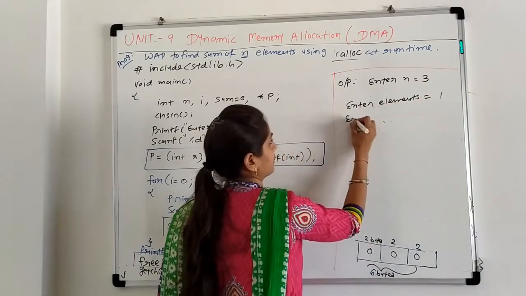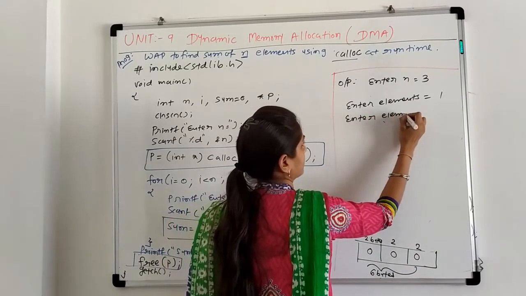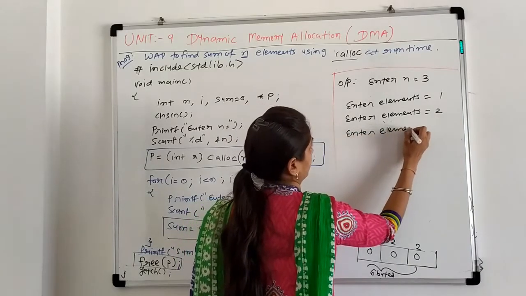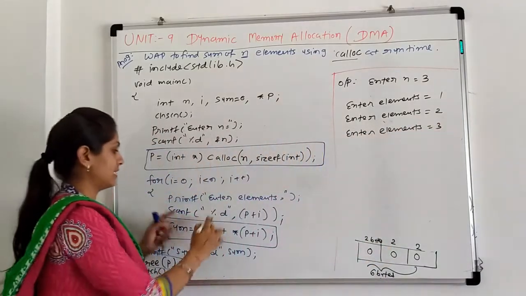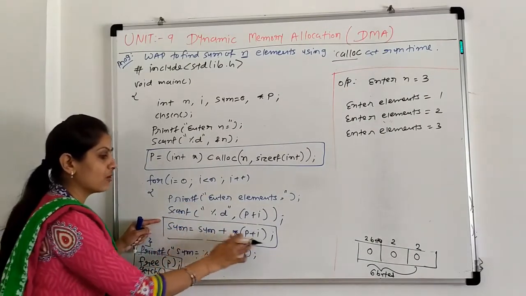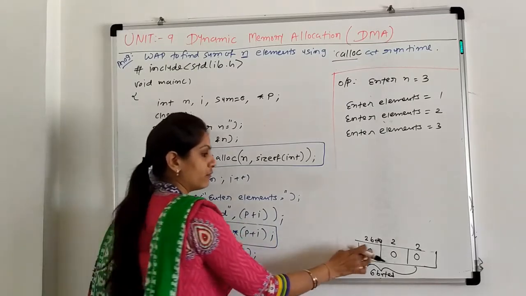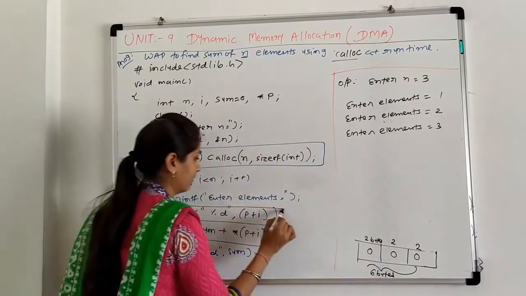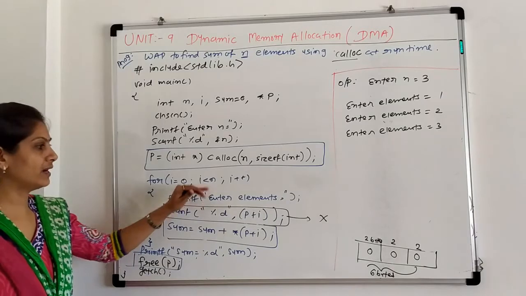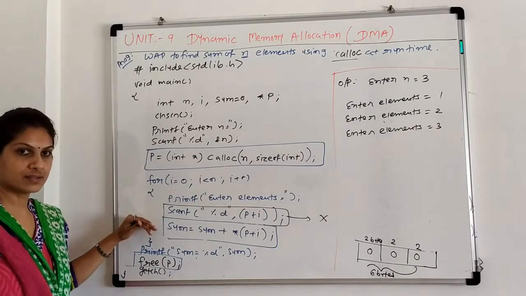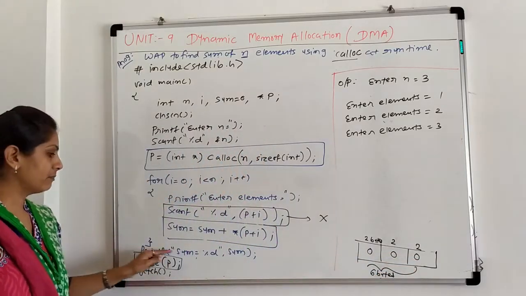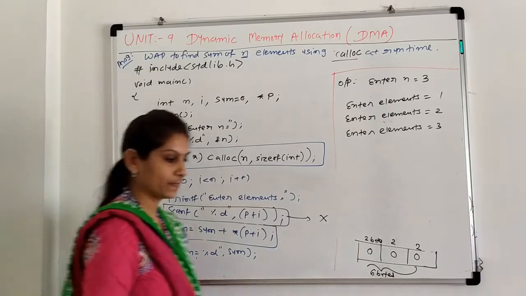Suppose I enter 1. Then second, enter elements. It is 2. Then enter elements, and it is 3. 3 times the message is printed, printf and scanf. And the sum formula is the same. The sum of 3 elements. So first, by default, suppose here I am not writing scanf. This line is missing. We are only writing printf enter elements and then sum. Then the default value of these 3 is 0. So the answer is what? The printed sum equals 0. Clear?